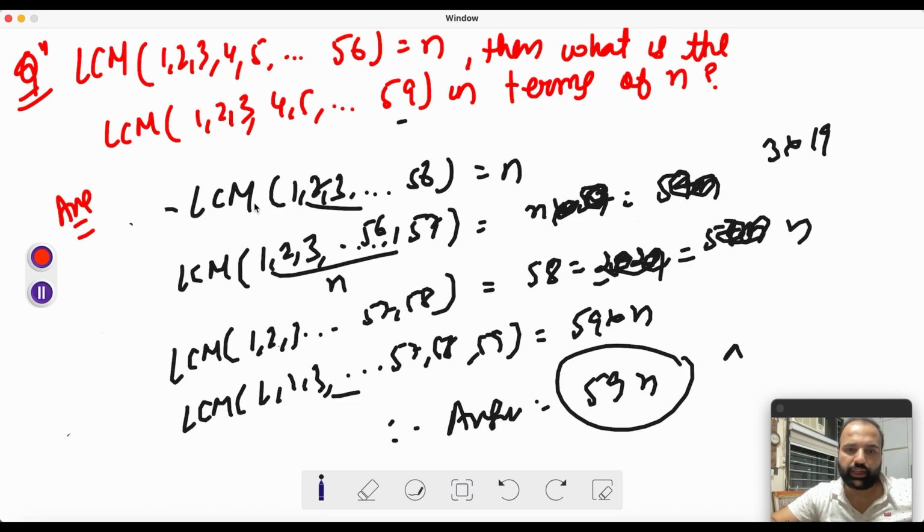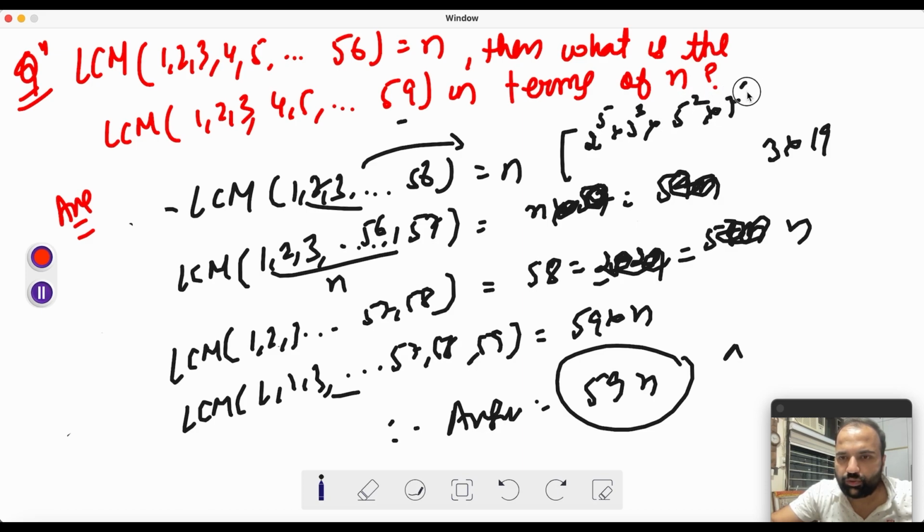It's very simple. See, LCM from 1 to 56 is n. Understand this. Now the next number is 57. 57 is 3 into 19. And what do we know? We know that we have already broken this into prime bases. In prime bases, we found it to be 2 to the 5, 3 to the 3, 5 squared, 7 squared, etc. So it's already there. 3 is already there in this series and 19 is already there in the series, which makes 57. So the LCM would not change. By addition of 57, LCM would not change.